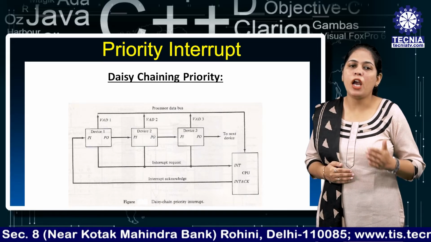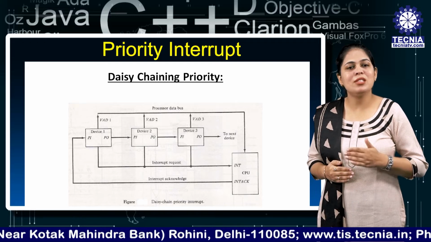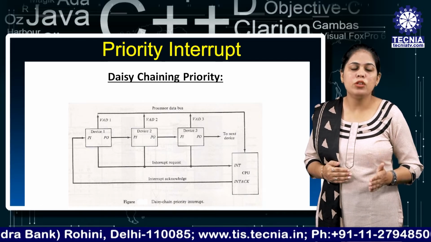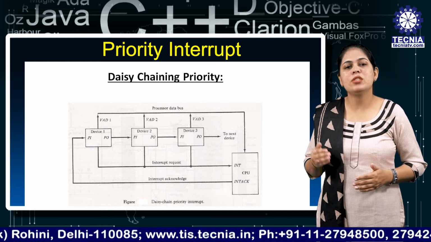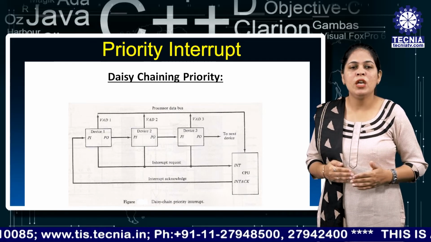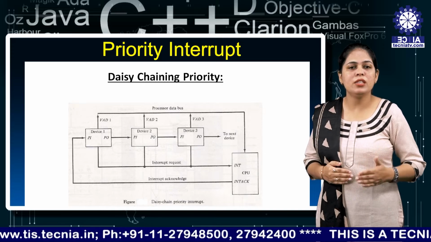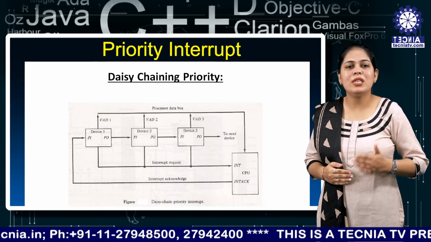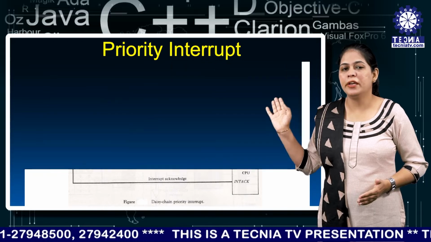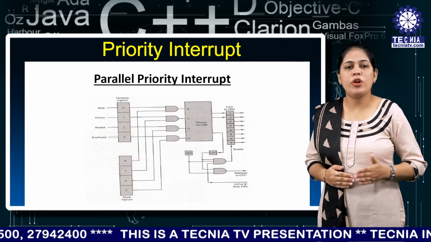PO means priority out. If not, it passes the signal to the next device through PO, that is priority out, by placing 1. This process is continued until the appropriate device is found. The device whose PI is 1 and PO is 0 is the device that sends the interrupt request, as shown in this diagram. Next is parallel priority interrupt.